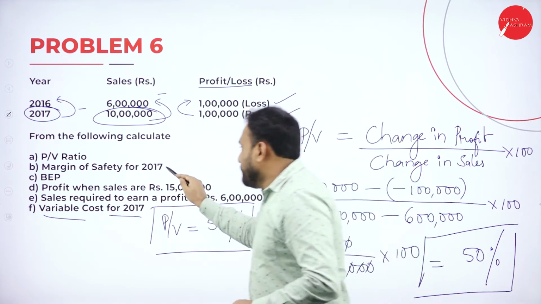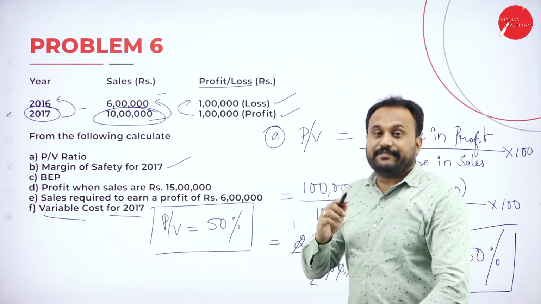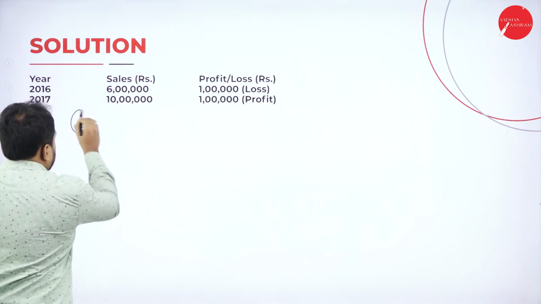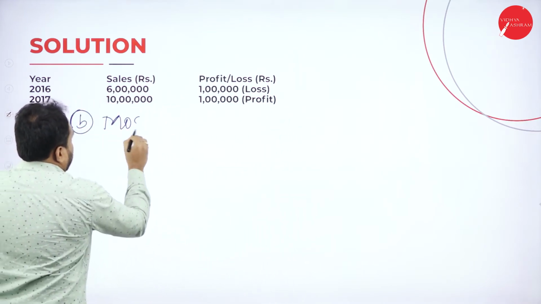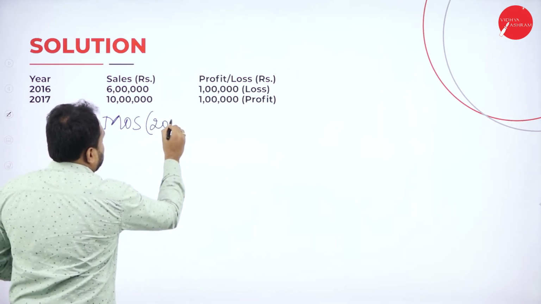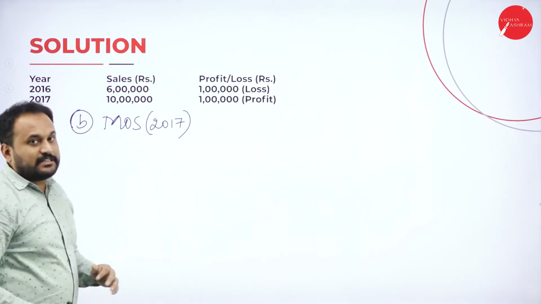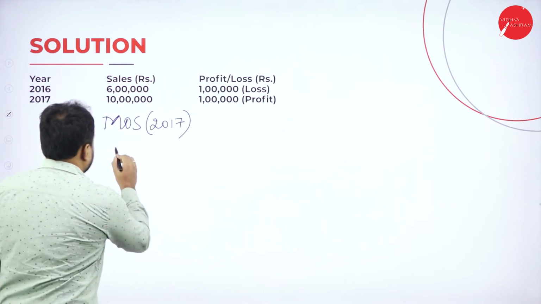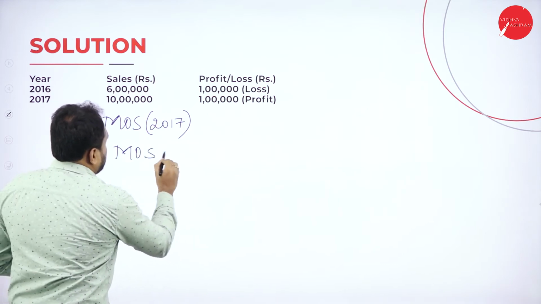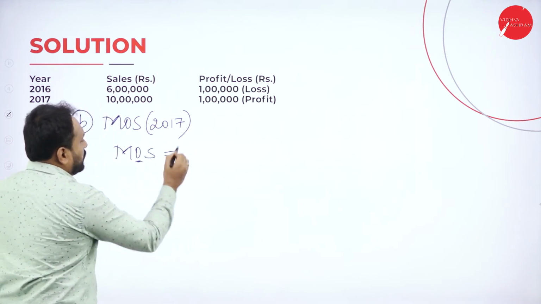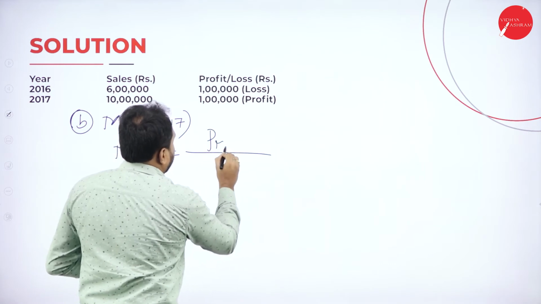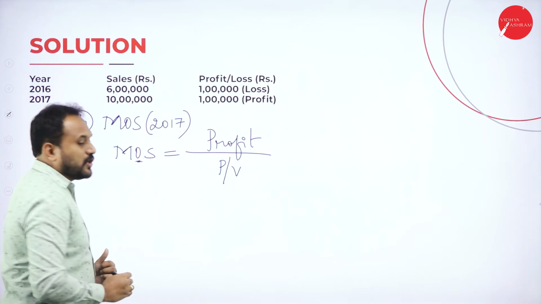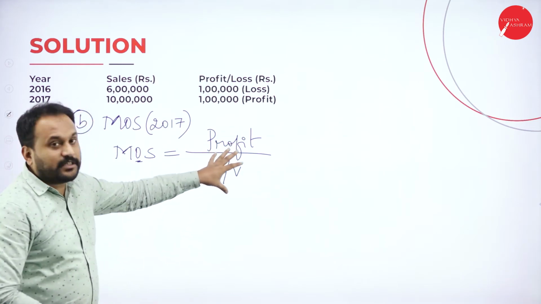Next question is: margin of safety for 2017. Margin of safety for 2017. So we'll go with B. Margin of safety for 2017. So what is the margin of safety formula? MOS is equal to, so we'll write here MOS is equal to, now O, after O what will come? P. P means profit. Profit by PV. This is what the formula is.